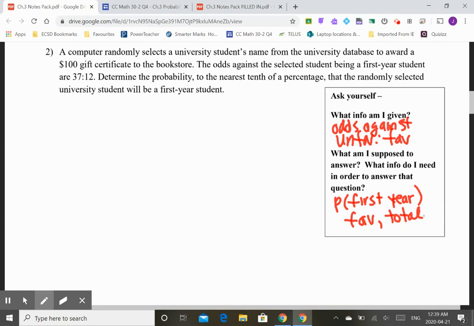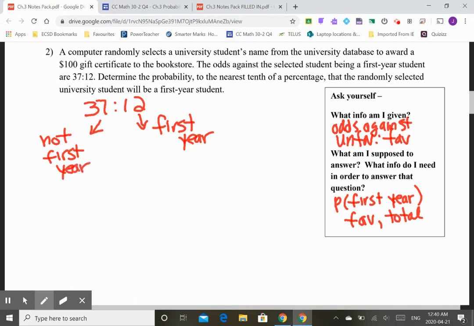Okay, so let's talk about what we have. We have odds against. We have 37 to 12. So favorable outcomes here is that a first-year student is chosen. That means our unfavorable is it's not a first year that's chosen. We want to find the probability that it is a first-year student chosen. So probability means we want to find our favorable over total.